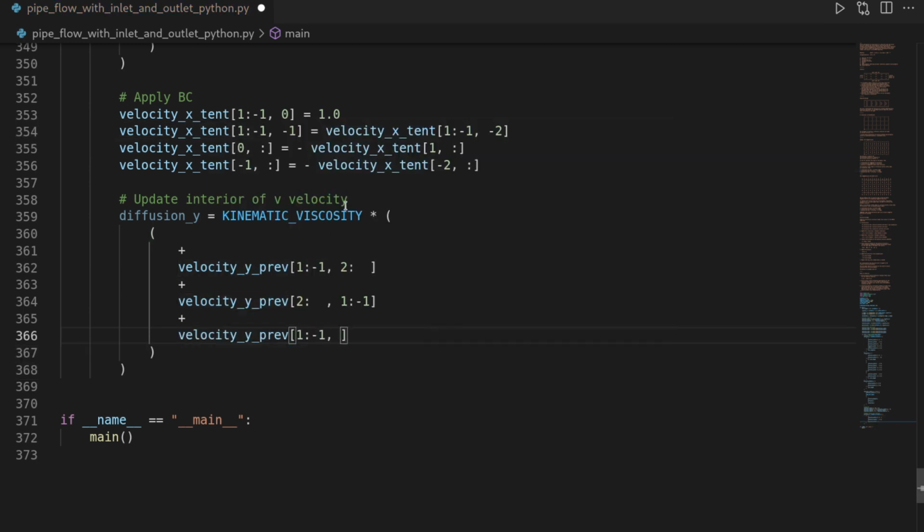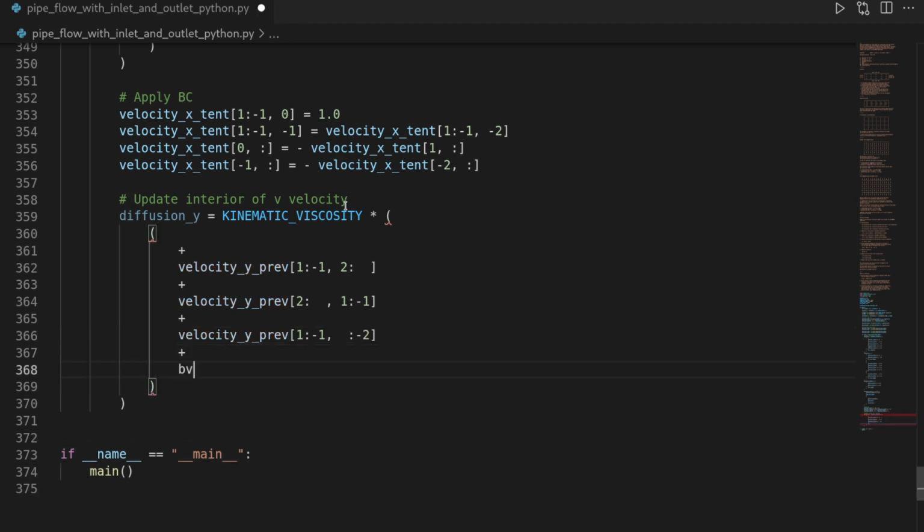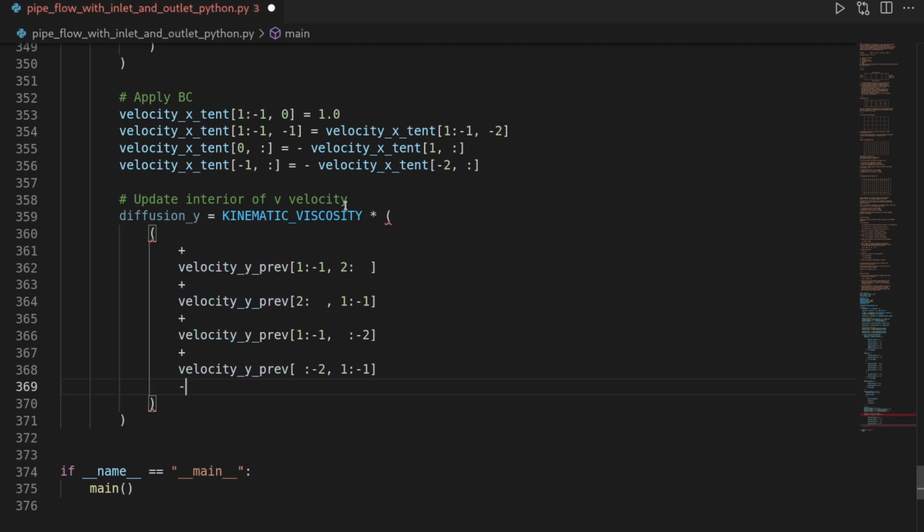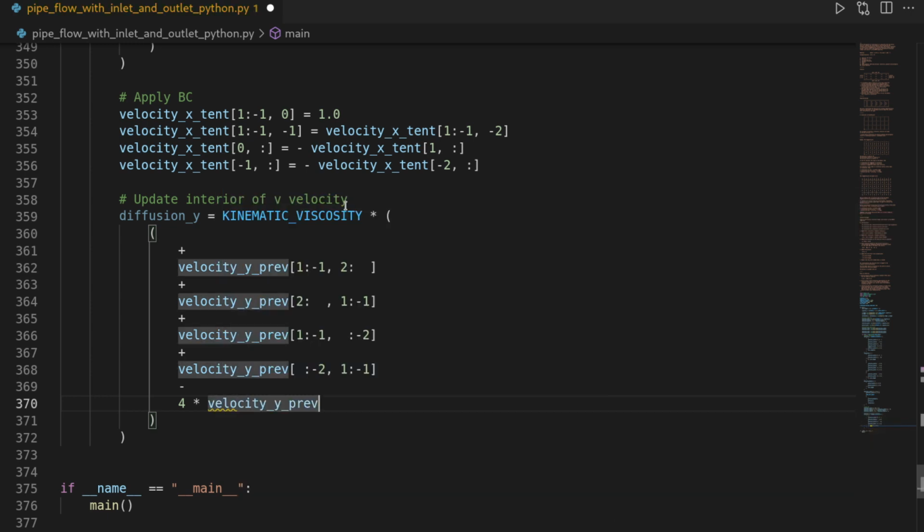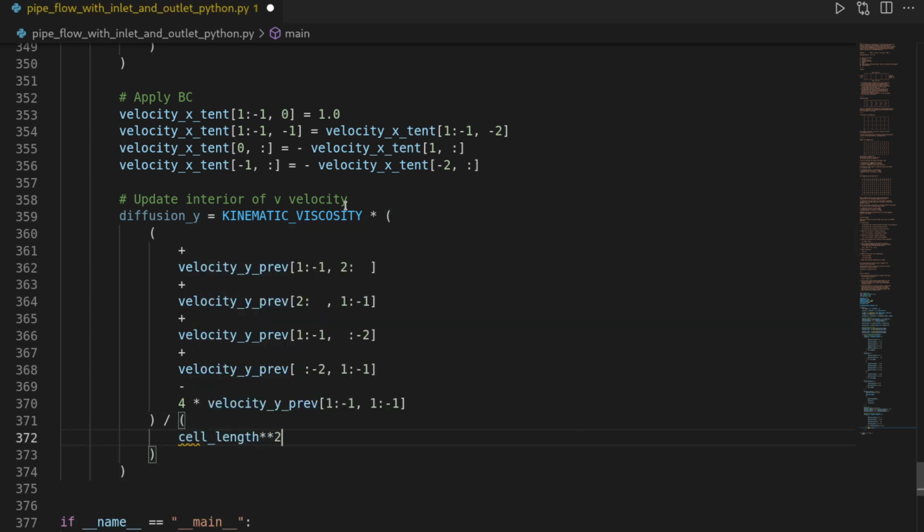plus velocity y previous with the interior points in y, and then we go backwards 1 step in x direction, plus velocity y previous, going back 1 step in y direction and interior in x. And then we subtract 4 times the velocity y previous at the interior. And finally, we have to divide by the cell length squared to get the 5-point stencil.